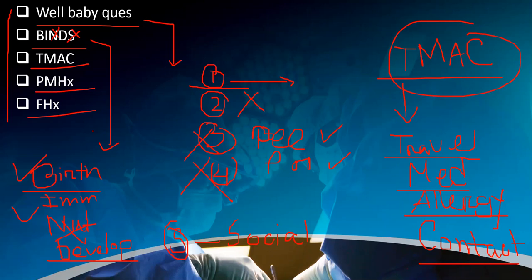Clear? So this is how you will finish your pediatric history. Any pediatric history will be finished with these five things: well baby question, relevant BINDS, not everything, relevant TMAC, past medical history, family history. So for any pediatrics, the format in your mind should be in this way.